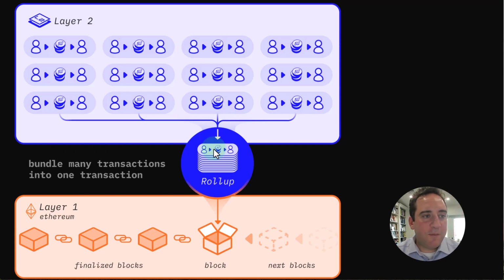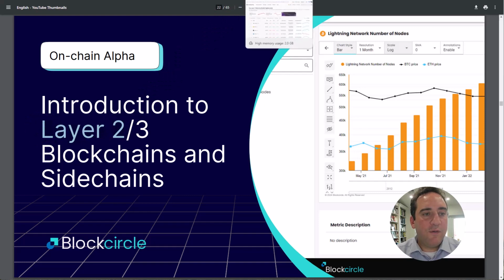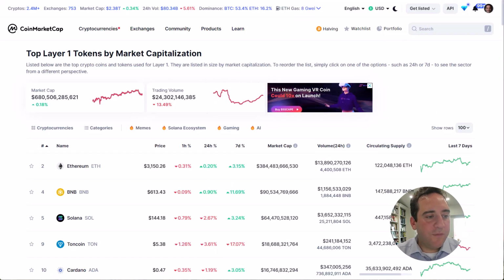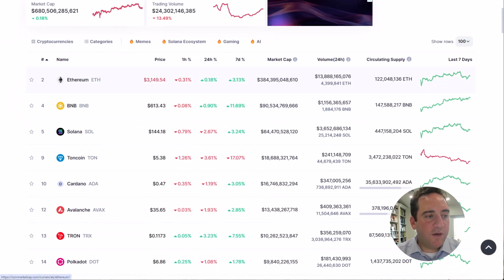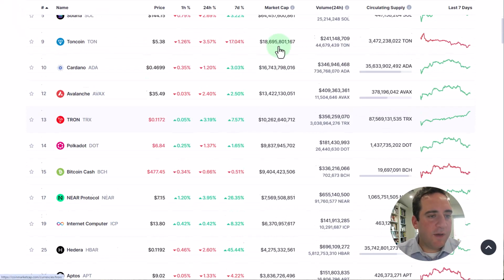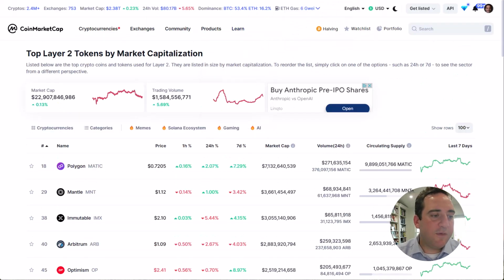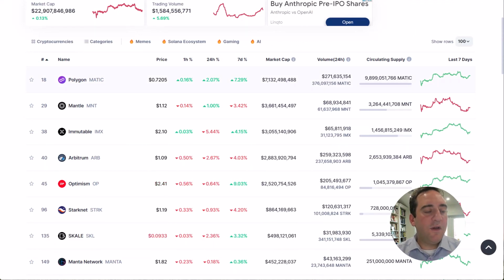And examples of those are layer 2 blockchains and layer 3 blockchains. So for layer 1, we went through many of them. There's Ethereum, BNB, Solana, Toncoin, Cardano, Avalanche. These are all layer 1. And then the layer 2s running on top of layer 1 blockchains, examples are some of the ones we talked about before, which are Polygon, Mantle, Immutable, Arbitrum, Optimism, Scale.